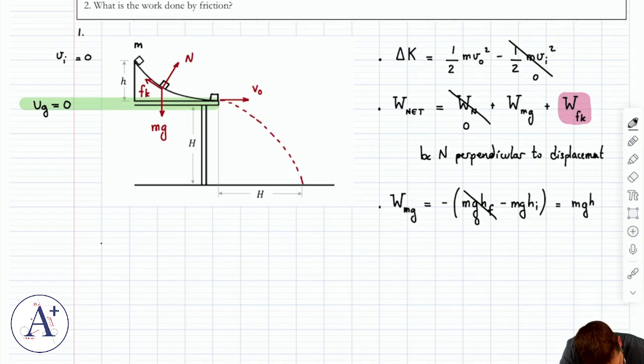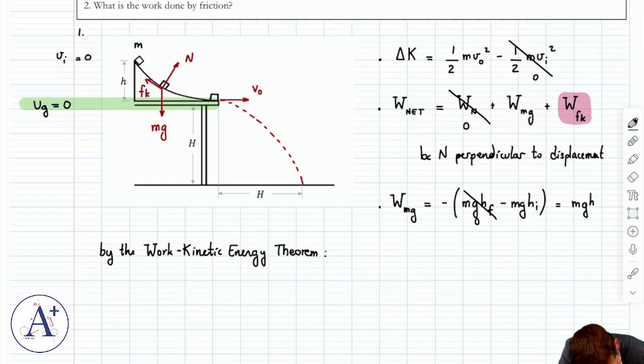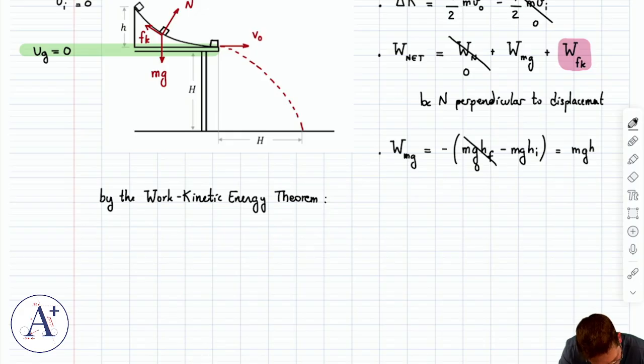Okay, and so then I'll say that by the Work-Kinetic Energy Theorem, these two quantities are equal to each other. Right now, all I've done is I've evaluated these quantities, but I haven't said that they're equal to each other. So by the Work-Kinetic Energy Theorem, delta K, which is 1/2 m v0 squared, is equal to mgh plus the work done by friction.